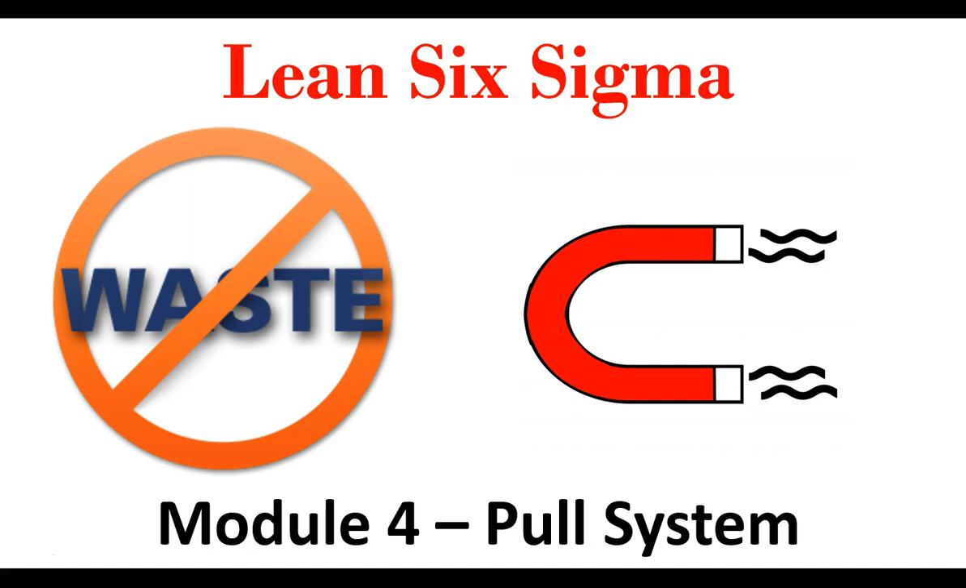In the last lecture of this module, we looked over 5S, one of the more basic tools in Lean. In this one, we're going to look over another very basic Lean tool. Module 4 is specifically for Lean tools, looking at different ways of eliminating waste, and we want to start with some of the most basic and simple methods.